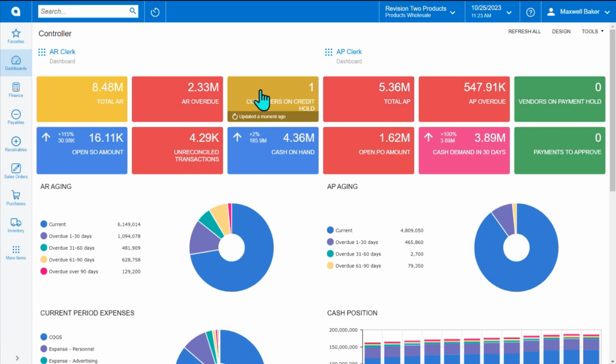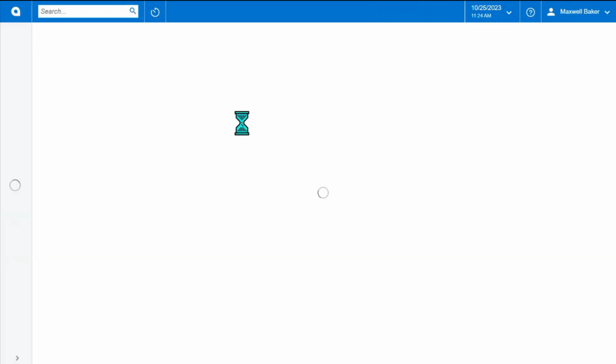We also have trend scorecards, such as cash on hand. This one here is showing me that we have a balance of 185 million. In the last quarter it's going up by 4.36 million, which equates to 2%, which is good. This scorecard here is showing me the cash demand in 30 days. This is how much we need to pay. Again, I can click on the scorecard and it'll tell me what balances are due in the next 30 days.